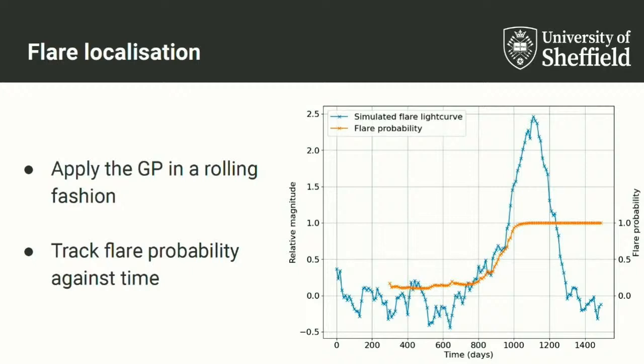So one could imagine applying the Gaussian process in a kind of rolling way, constantly reevaluating as you feed it new data. And that's exactly what I'm showing on the right-hand side. So I start the Gaussian process at 30 data points, and I reevaluate each time I feed it a new data point along the light curve. And this enables me to track flare probability as I go along. And as you can see, this works exceptionally well for a well-sampled simulated light curve.